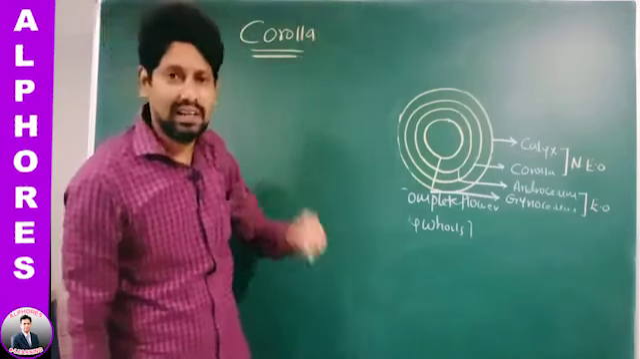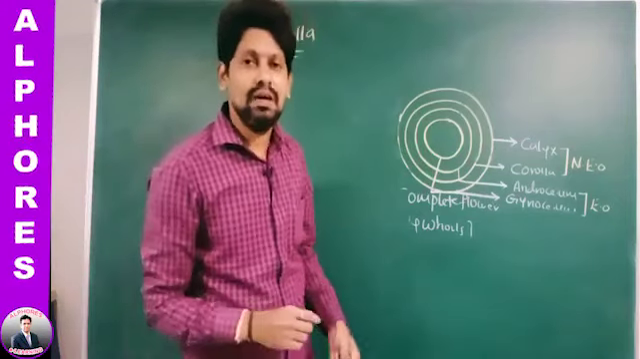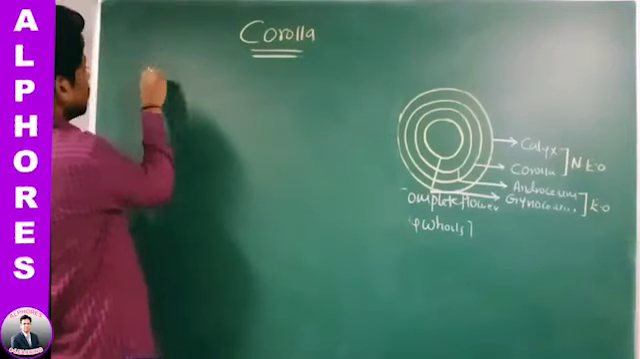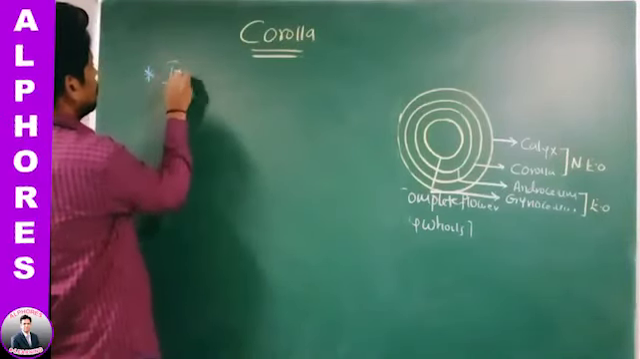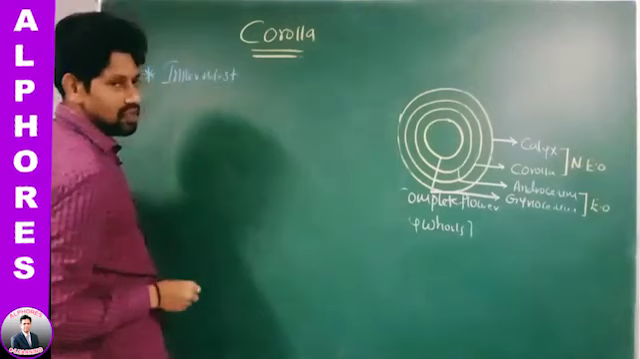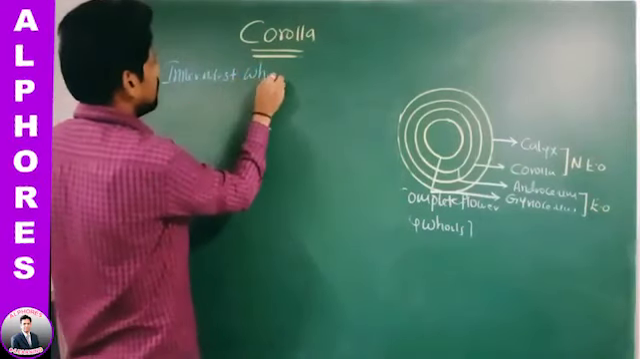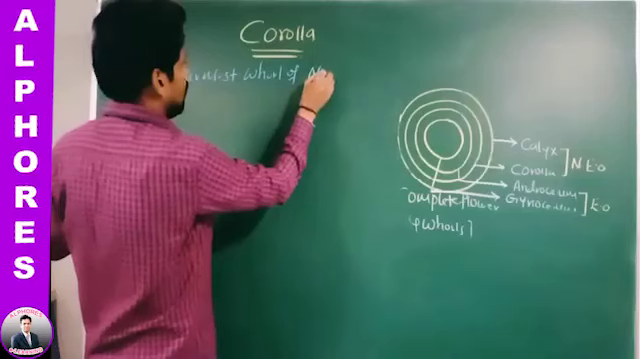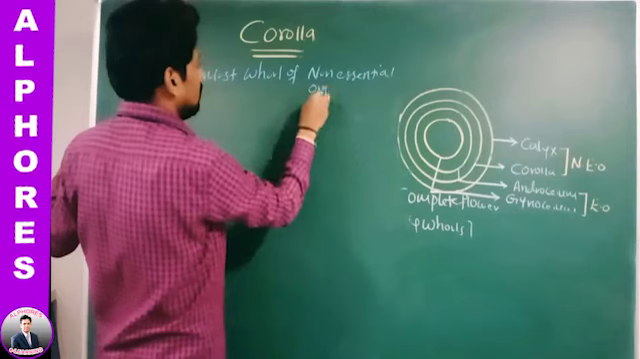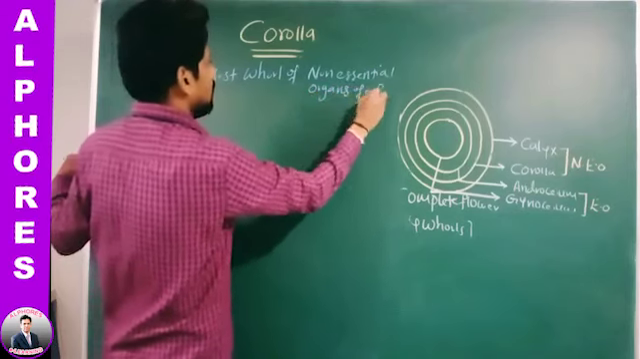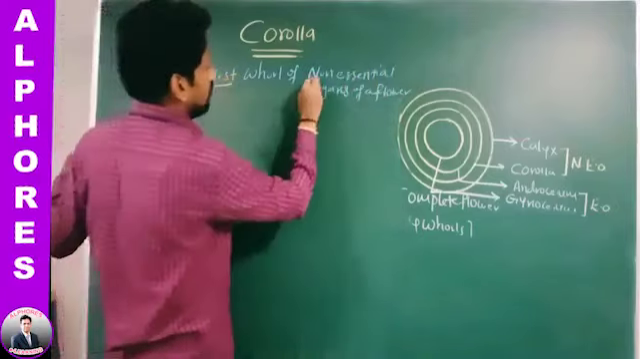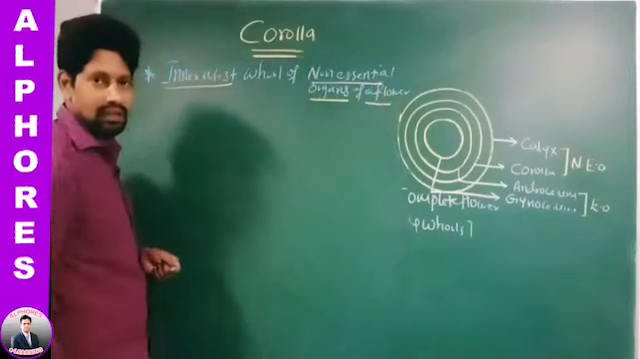What is the unit of corolla? Corolla is made up of petals. We are discussing corolla. It is the innermost whorl of the non-essential organs of a flower.